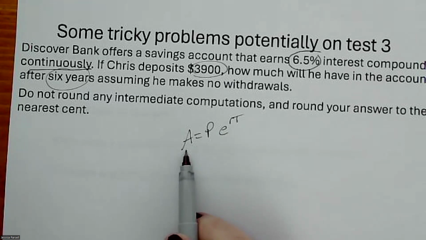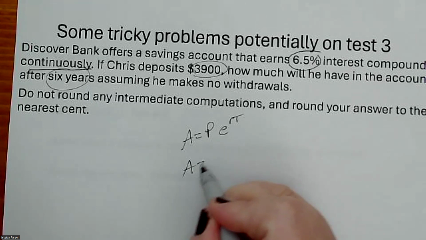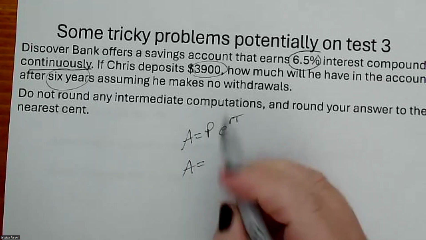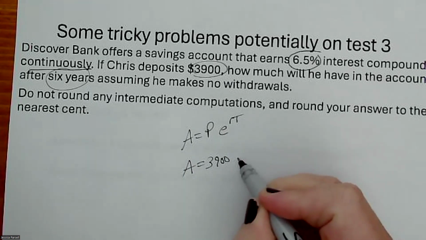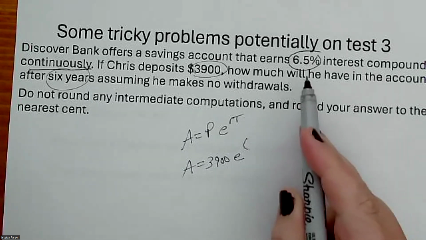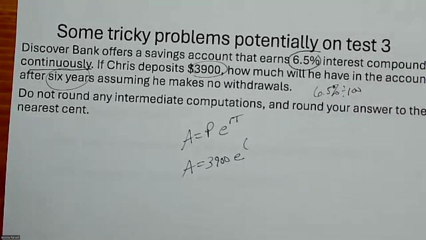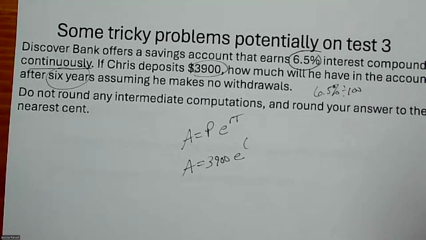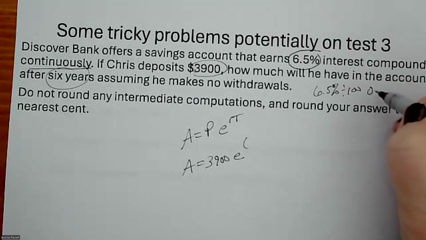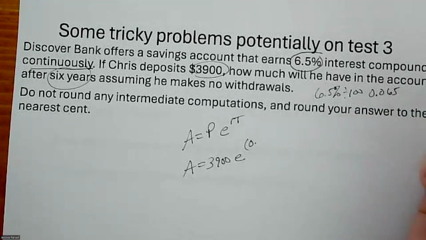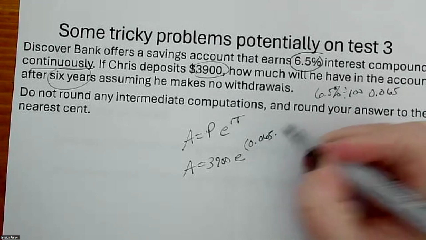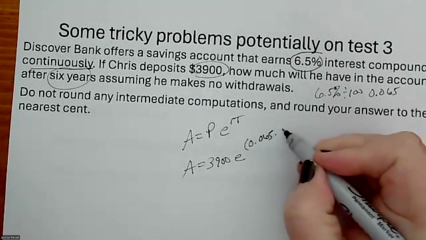Okay, so we're looking for after 6 years, what's he going to have? And we don't know, so that's A. But we do know he comes in with a principal of 3,900 times E. Now the rate is 6.5%. Let's convert that. So divide it by 100. All right, so this 6.5% divided by 100 is going to be 0.065. That's going to be our rate. So 0.065 times the time was 6 years.